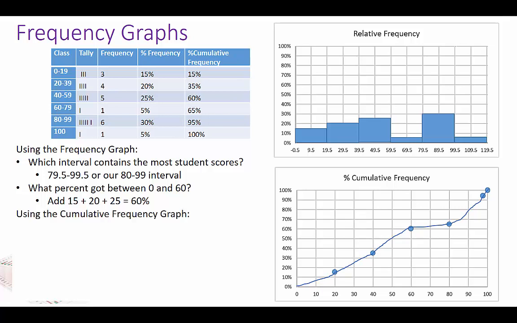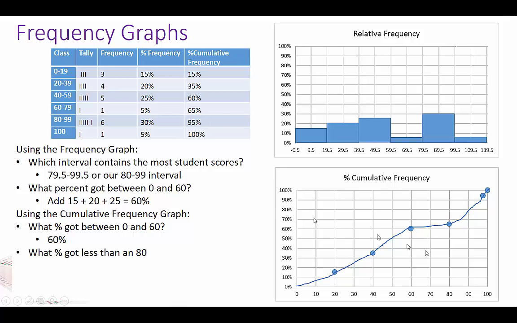So we're going to use this to find out what percent got between 0 and 60. Now, since this adds up everything before, it's kind of like a normal distribution when we use the tables. I don't have to add up these points. This tells me how much is before 60, and guess what? Happens to be 60%, which makes sense. I'm getting the same answer for my cumulative frequency graph as I got for my relative frequency graph.